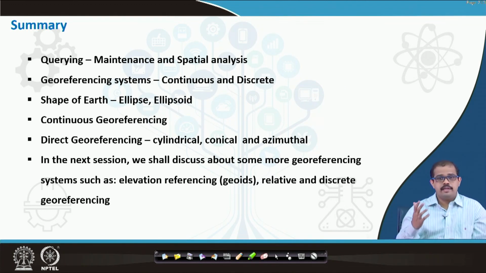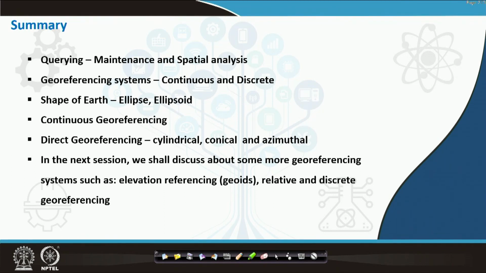Then we defined the shape of the earth. The shape of the earth is nothing but a spheroid, and it's not a sphere as we would think all the time. Then we have two types of georeferencing. The continuous georeferencing we looked at, then discrete georeferencing, we looked at the projections: the cylindrical, the conical, and azimuthal projections.